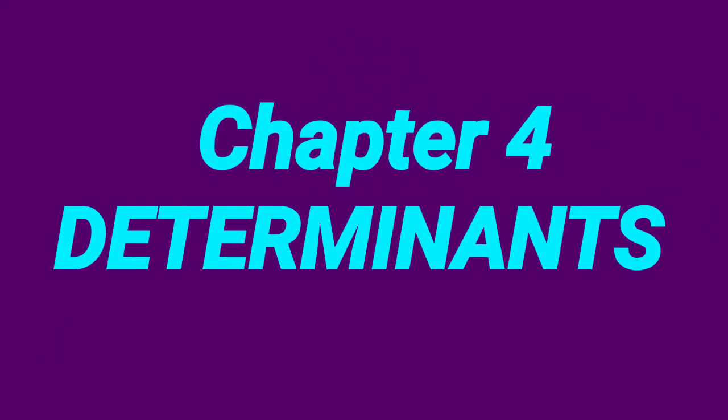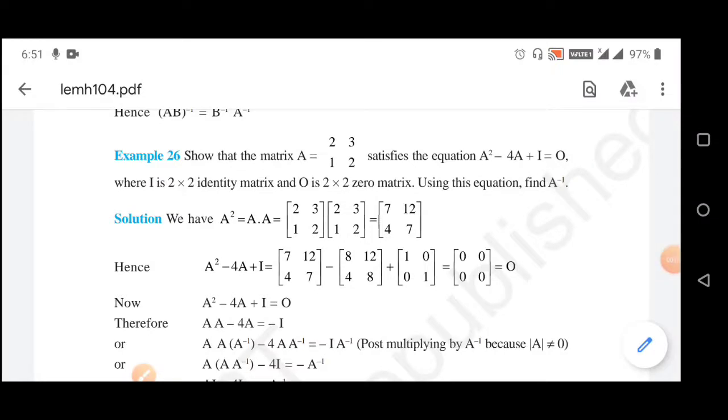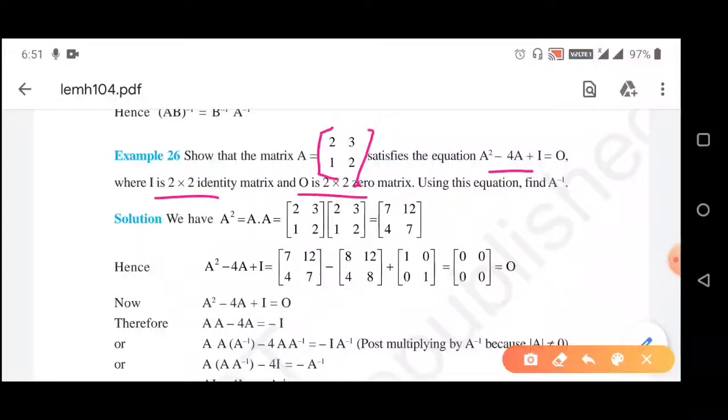Here we are doing the chapter Determinants. Example 26. Show that the matrix A satisfies the equation A square minus 4A plus I is equal to O, where I is the 2 by 2 identity matrix and O is the 2 by 2 zero matrix. Using this equation, find A inverse.